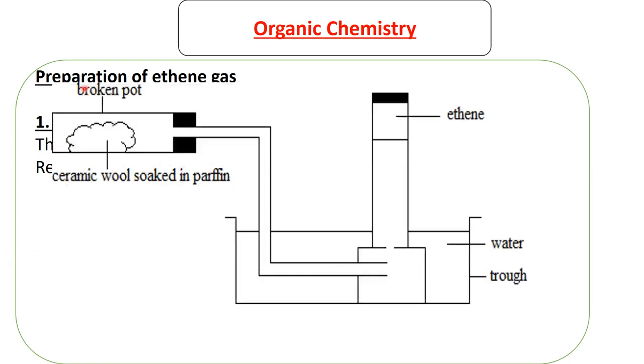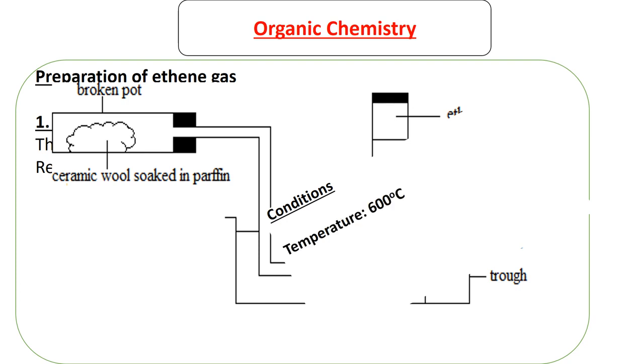So the apparatus is you get a ceramic hull which is soaked in paraffin. Of course, paraffin has the alkane that has to be broken. So you make sure that you insert a broken pot here. This broken pot is going to act as a catalyst for this reaction. Once you do this, the paraffin is going to be cracked to form ethene and the other two substances.